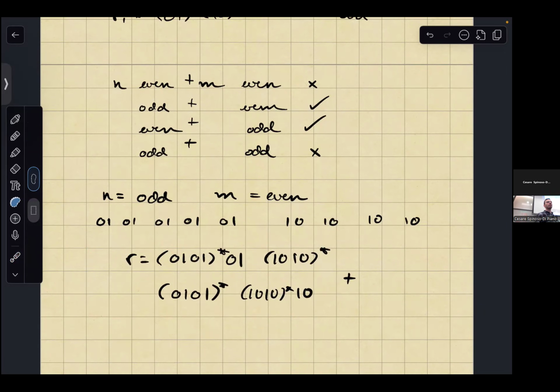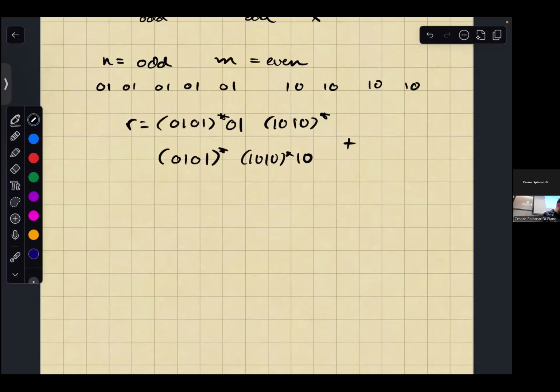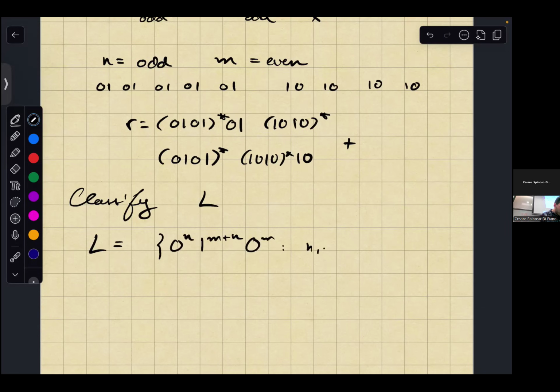Okay, cool. Nice. So that one's not bad, right? Let's look at another example. The question is the same: classify L. Now in this case, L is going to be 0^n 1^(m+n) 0^m, where again n and m are greater than or equal to 0, and n plus m is odd. Okay.